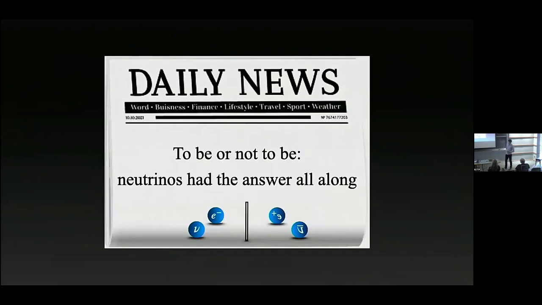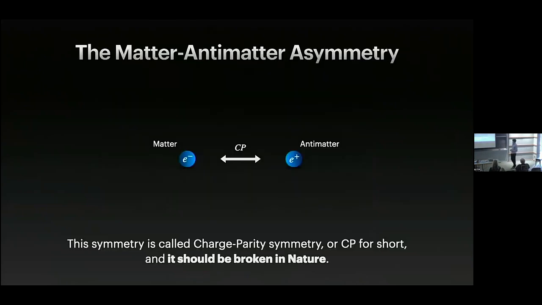So the first one, to be or not to be: neutrinos had the answers all along. So you can expect, if everything goes according to plan, an answer to this question around 2030 to 2035. This question has to do with the fact that we exist and that matter, let's say an electron, is more abundant than antimatter, in the case of the positron. The symmetry that takes you from a matter particle to an antimatter particle is called the charge parity symmetry, CP for short. And since we're here, we haven't been annihilated away by antimatter, we know the symmetry should be broken.